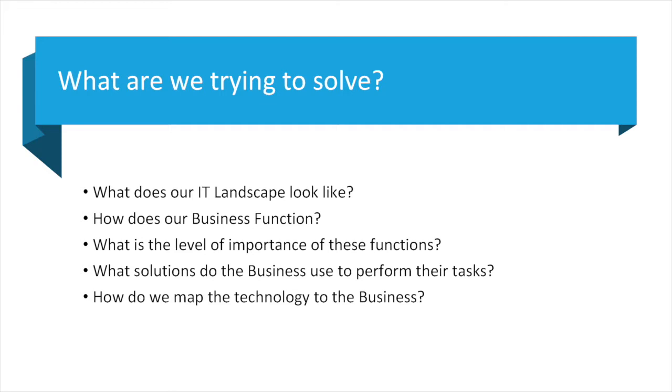We know what our business is, we know what we do, but we're not too sure who does it, how they do it, and how these pieces all map together. So what does our business function really do? How important is each piece of the puzzle? For example, is taking an order as important as collecting the money? Or is it the other way around?